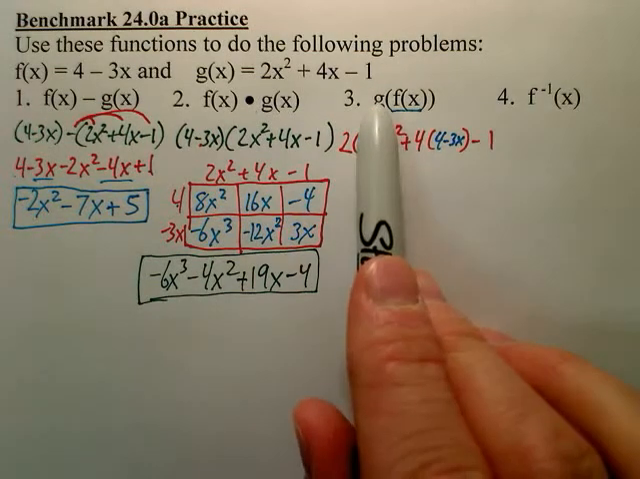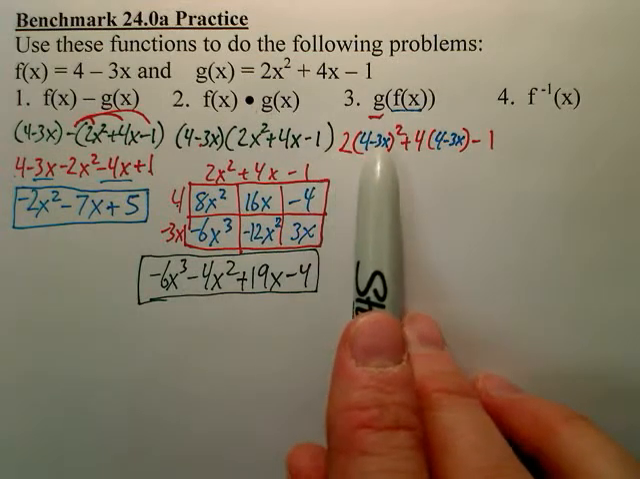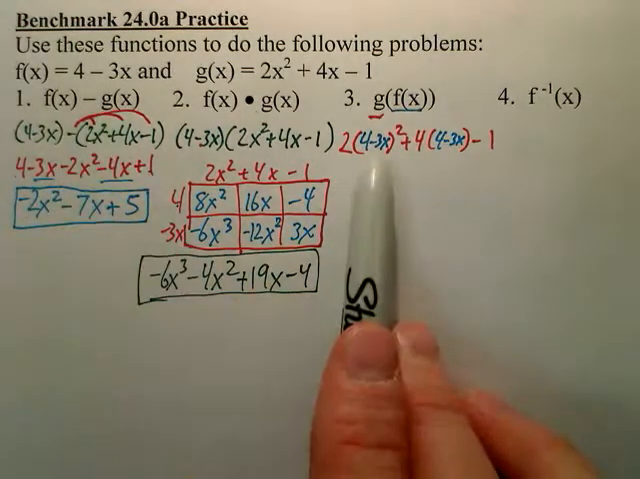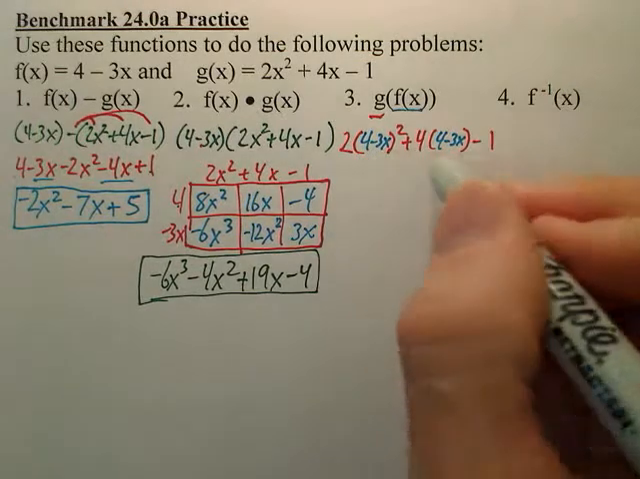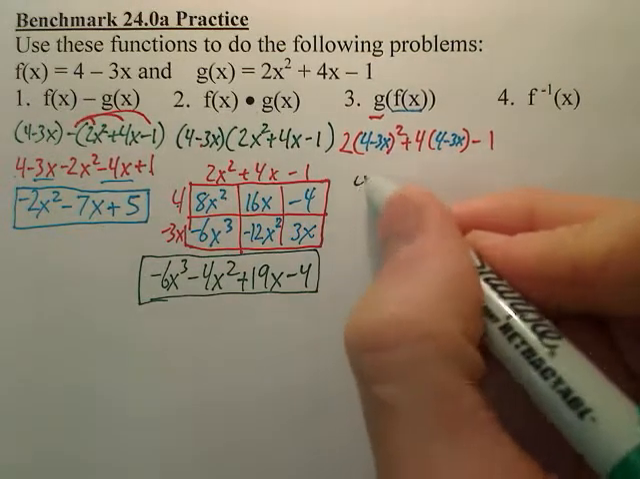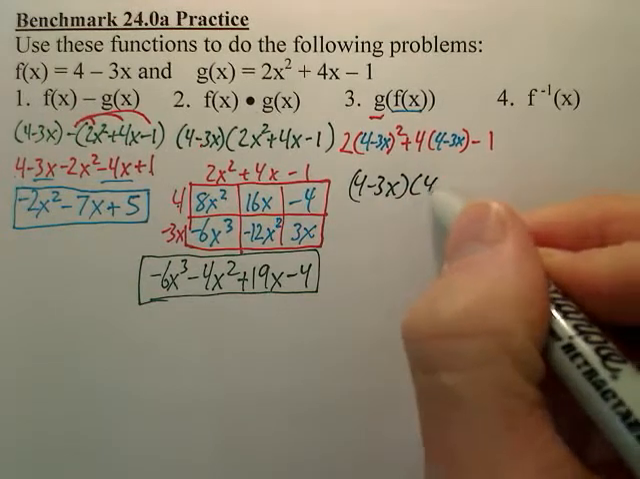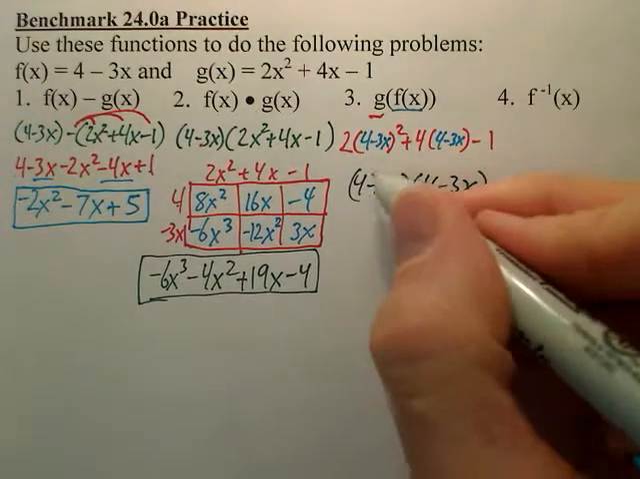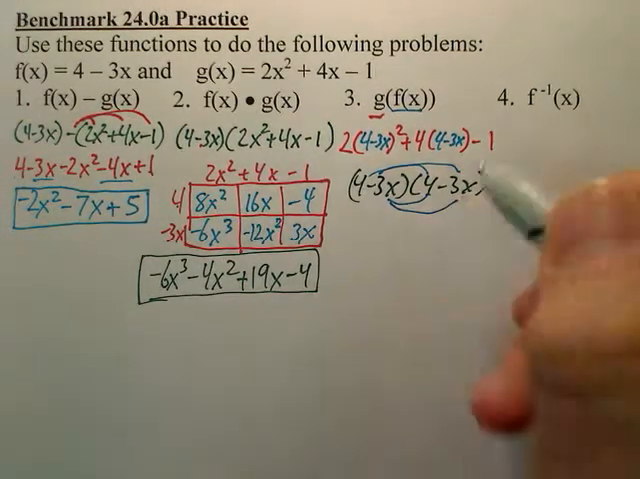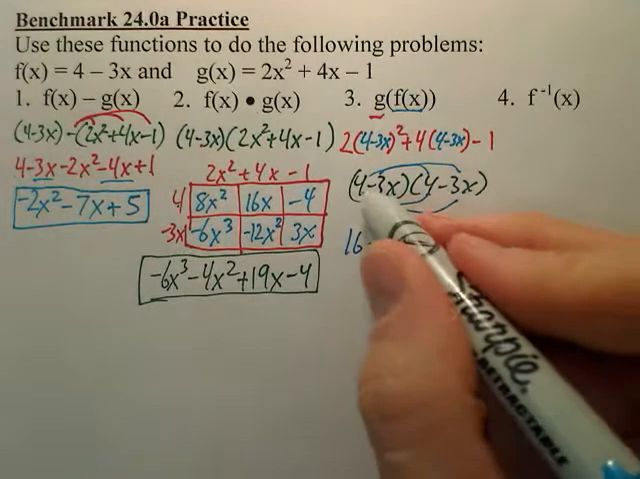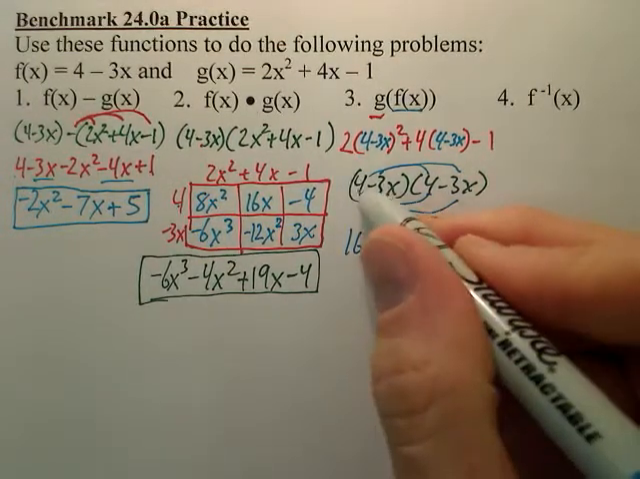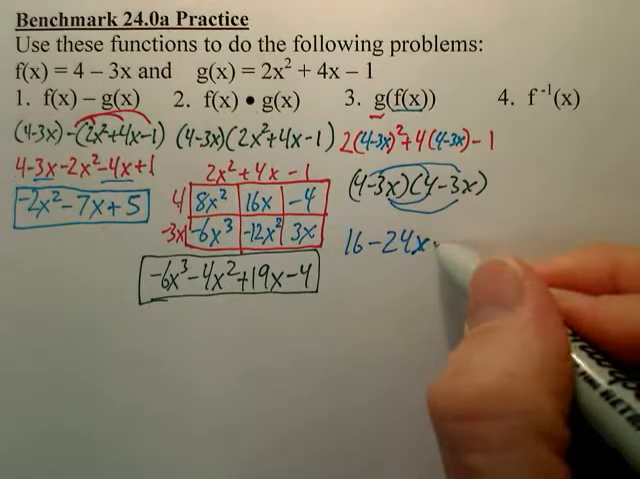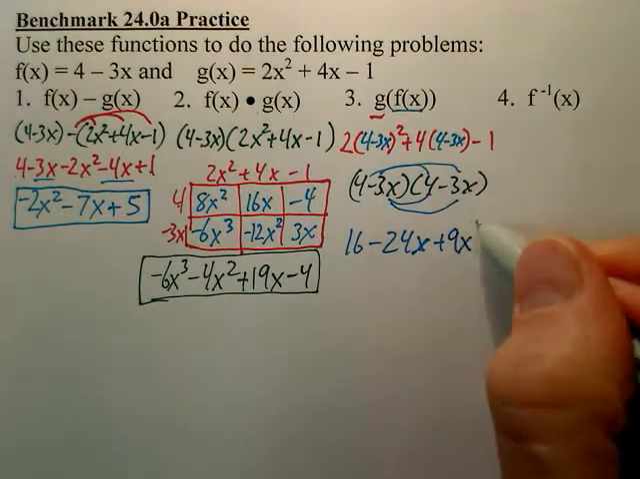So again, outside is the red g, 2x squared plus 4x minus 1. Inside of that is f, which is 4 minus 3x in blue. Now we have to do some kind of ugly math. So right here, we're going to do the 4 minus 3x squared, which is 4 minus 3x times 4 minus 3x. When we distribute this, FOIL it, that would be 16 minus 24x, because I have a negative 12x and a negative 12x, and then a positive 9x squared.